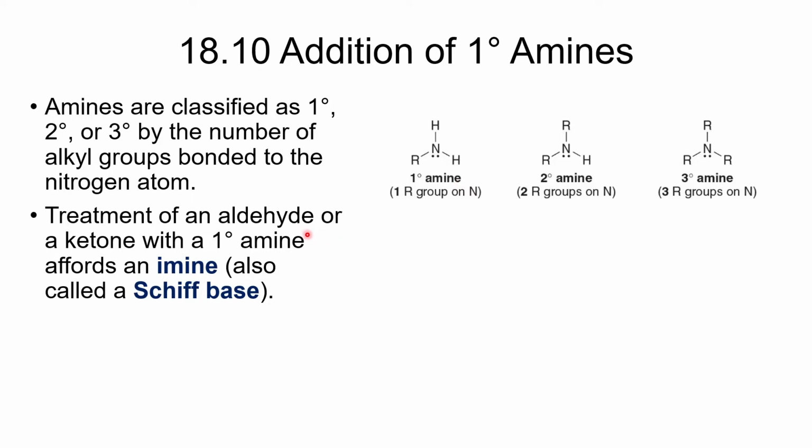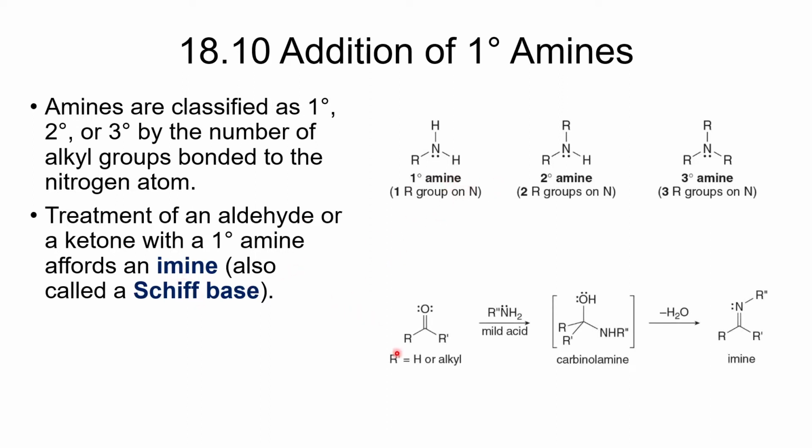If we treat an aldehyde or a ketone with a primary amine, we will get a compound that is called an imine, sometimes called a Schiff base, but we will get an imine. And so here is an example. We've got either an aldehyde or a ketone, and then we have a primary amine in mild acid. Turns out that mild acid is very important. If it's too strong, it doesn't work. If we don't have acid at all, it doesn't work. So that will form the carbinolamine, which will then decompose to give us the imine. So we'll lose water.